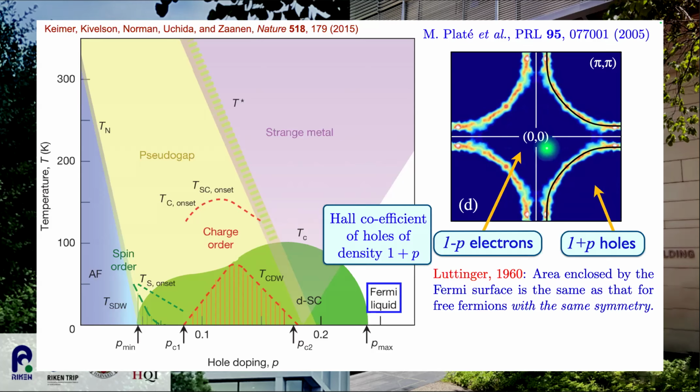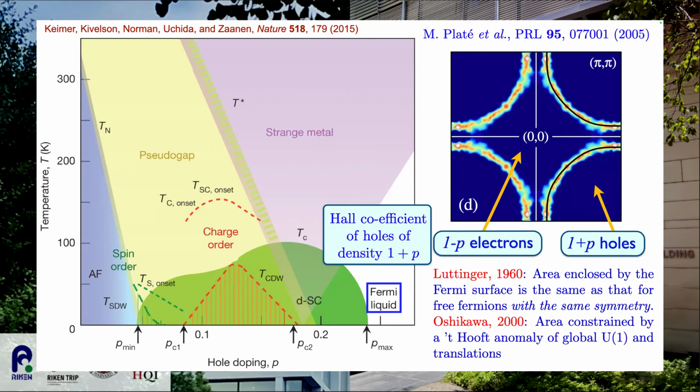Why don't you see 1 minus p, and think in terms of electrons? You want to think in terms of holes, because the Fermi surface is a simple circle when you think in terms of holes, whereas it has a negative curvature in terms of electrons. So it's really more efficient to think in terms of holes, and that immediately gives you the right Hall coefficient. Okay, but my focus here is on the low doping regime, the so-called pseudogap regime.